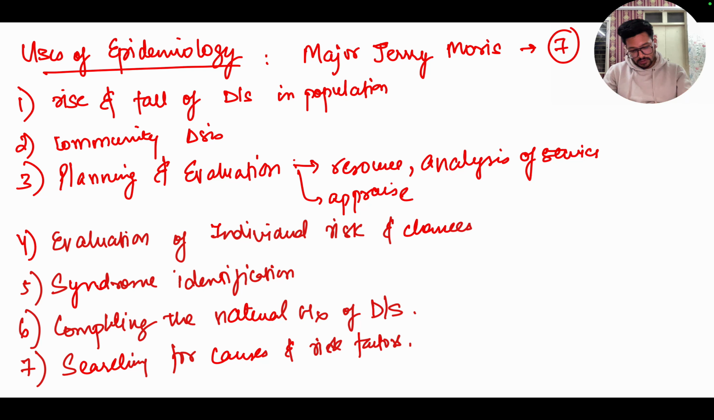And the seventh one is searching for causes and risk factors. For this, we basically start with discovery of groups with high and low rates, studying these differences in relation to differences in ways of living, where possible testing these notions in actual practice among the populations. So these are the very important seven uses of epidemiology. If you are writing your exam for preventive social medicine or community medicine, you should memorize and understand all these uses so as to score good marks in your exam.